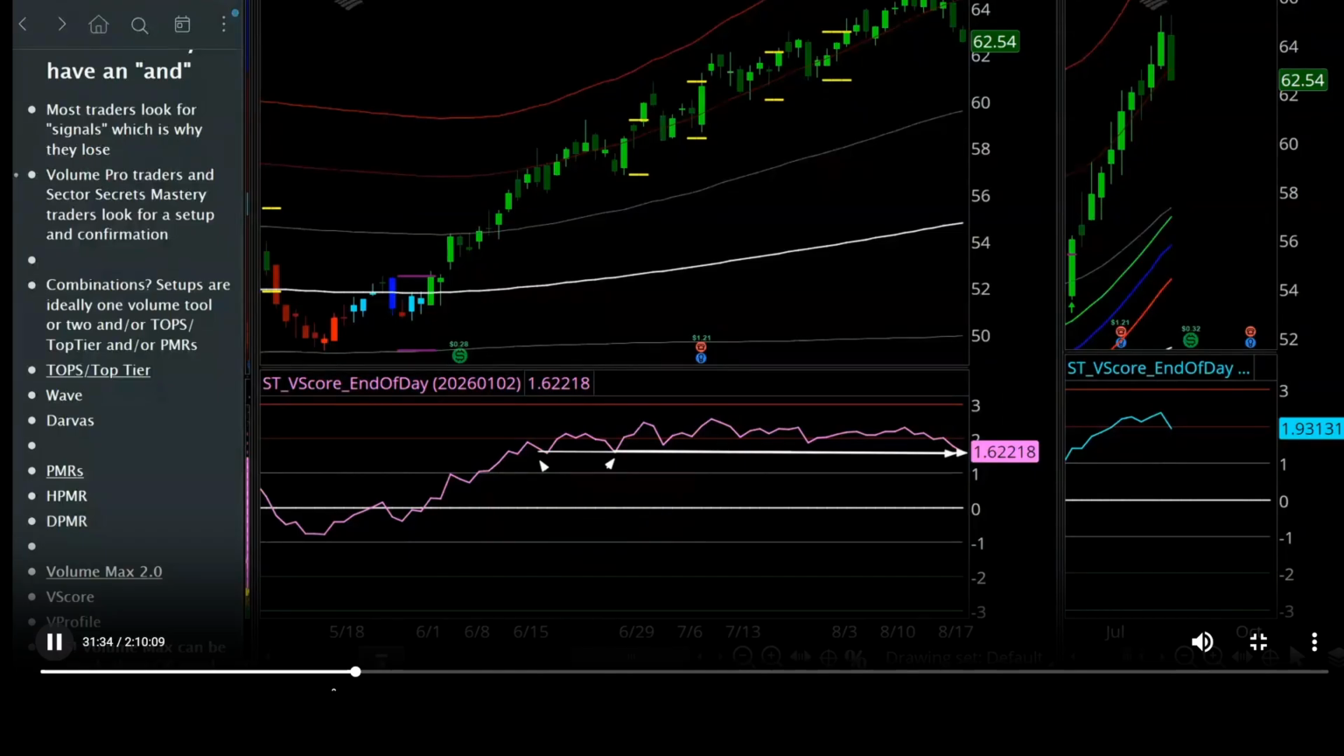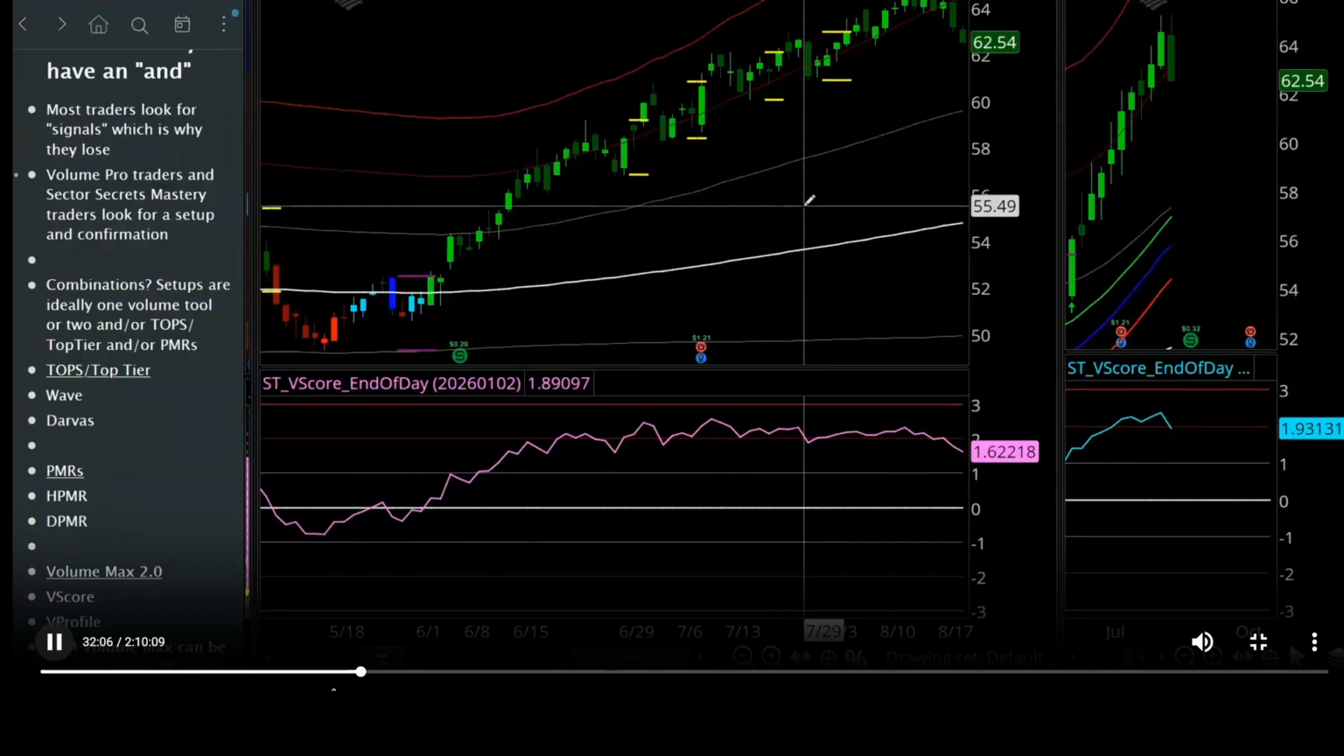The next thing I can do is ask myself, all right, what's my "and"? Is there anything where we are right now on Bank of America saying you've got a VScore support "and"? So remember what our "ands" are. They could be Darvis, they could be wave, right? They could be price movement ranges on a daily chart. I'll use the daily price movement range, and Bank of America is actually in an uptrend, right?